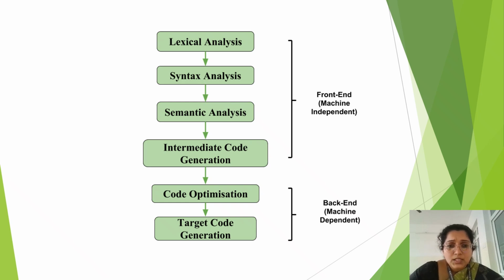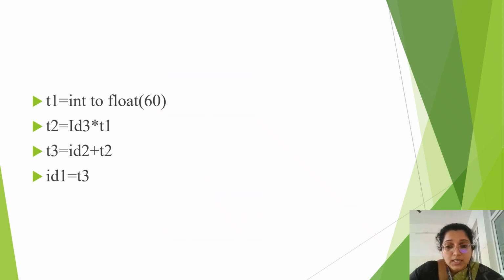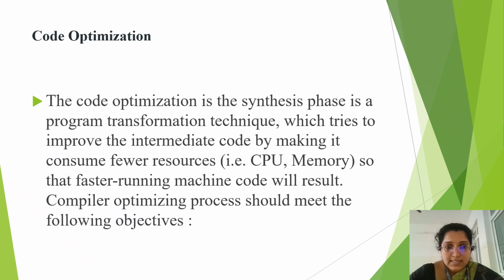Here the phases of a compiler can be divided into two types. From lexical analysis to intermediate code generation is defined as the front end, which is machine independent, and after intermediate code generation is defined as the back end, which is machine dependent. So here we have an example: T1 equals int to float of 16, T2 equals ID3 times T1, T3 equals ID2 plus T2. All these we have seen from the semantic analysis cases.